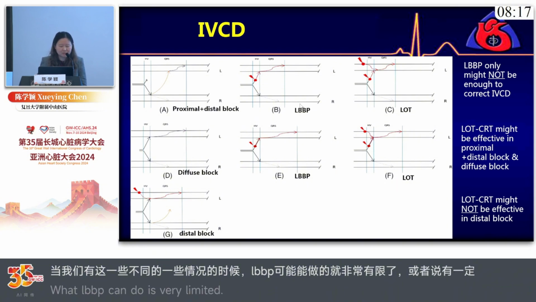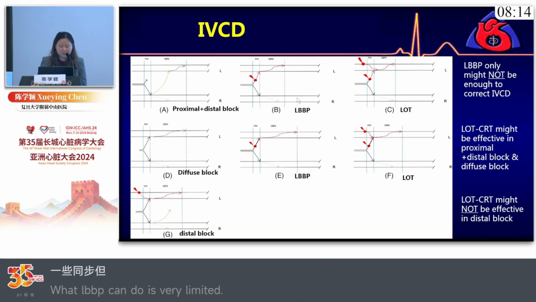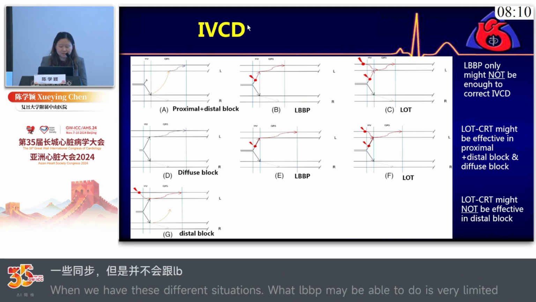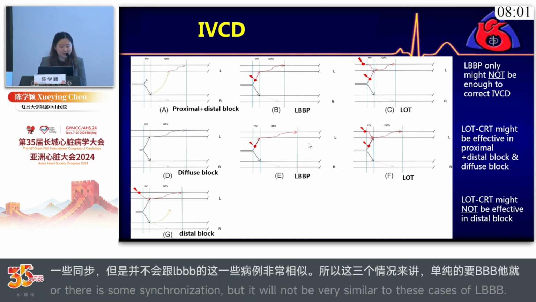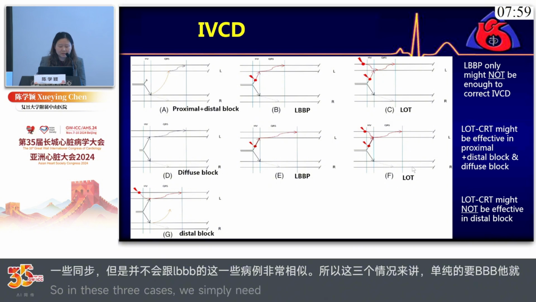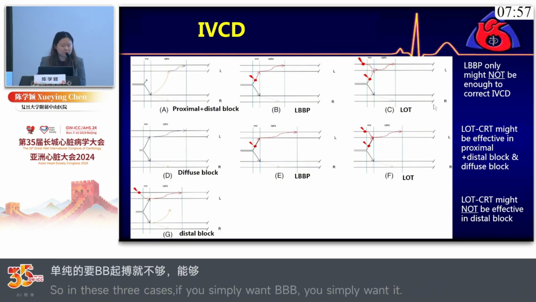It's not quite similar to the LBBB cases. In these three conditions, maybe LBB pacing only may not be enough to correct all these IVCD. So in this situation, maybe LOT-CRT will be better and have a better clinical outcome than LBB pacing only.